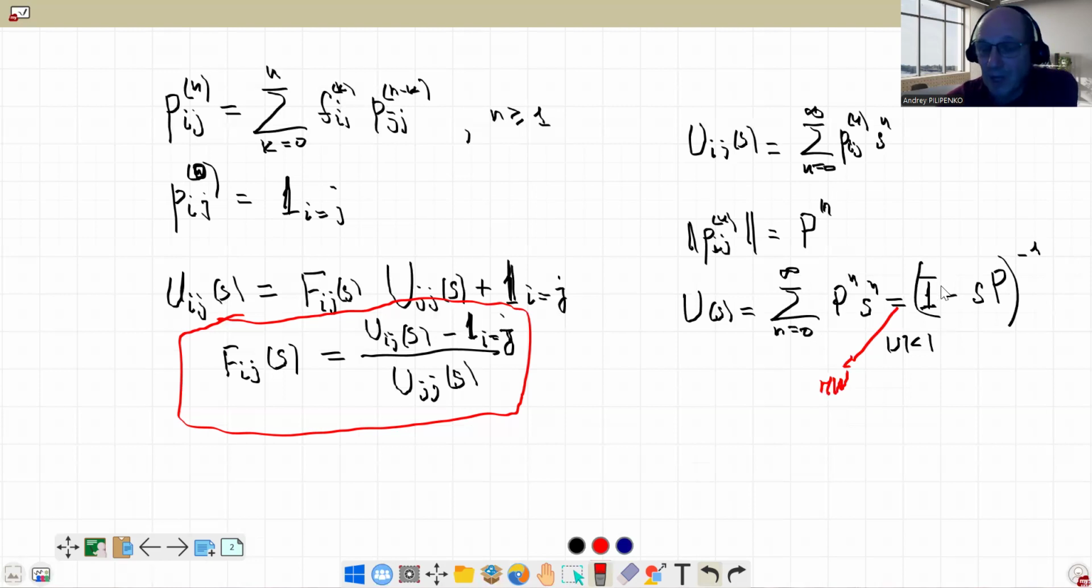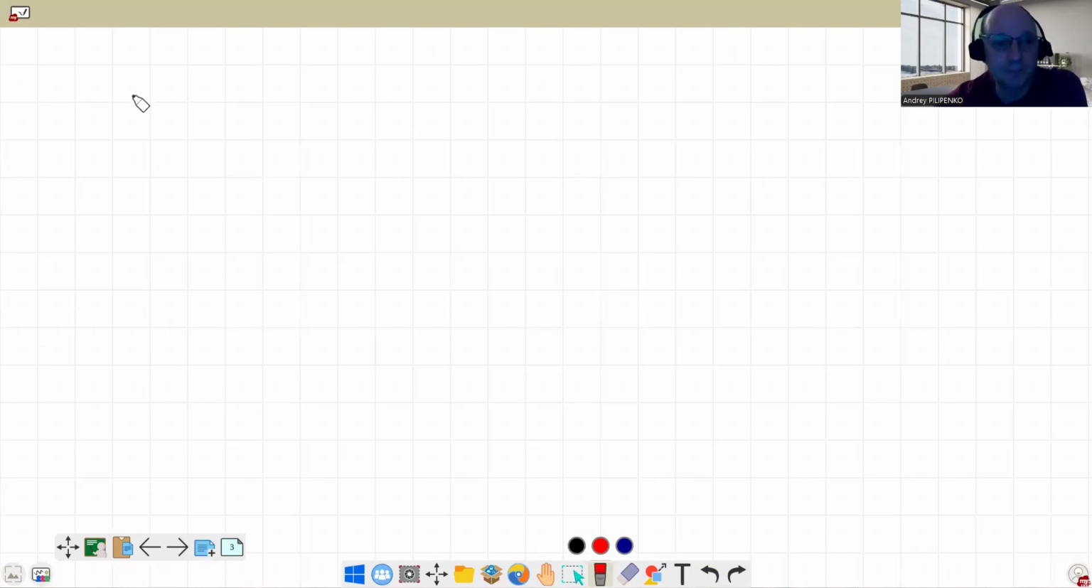Prove this equality. So U is easy to calculate. You just calculate 1 minus SP inverse, and this also reminds us of the resolvent of matrix P. So we know U, we have this, and when we have this, let me show you a few important corollaries. The first corollary is this.